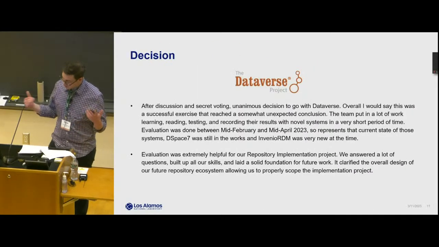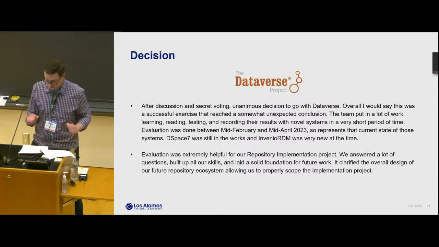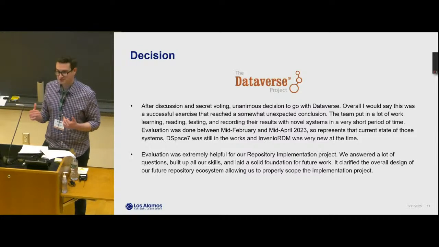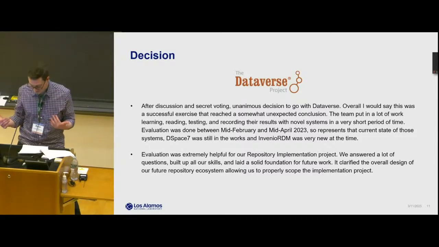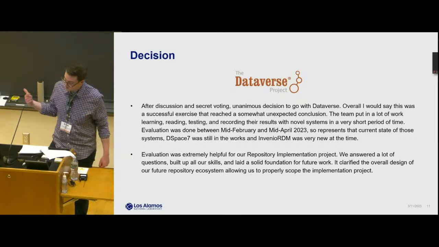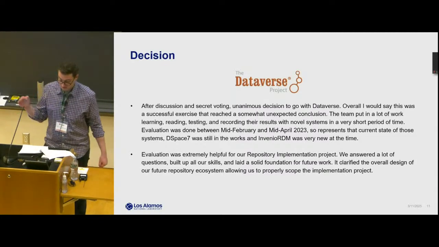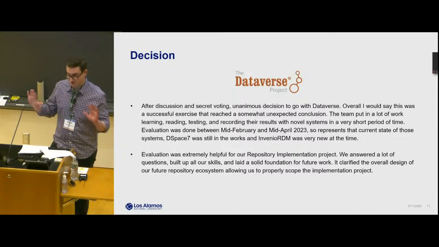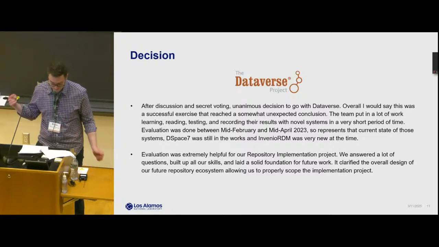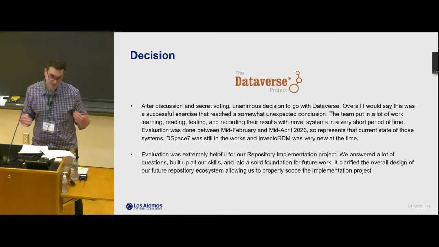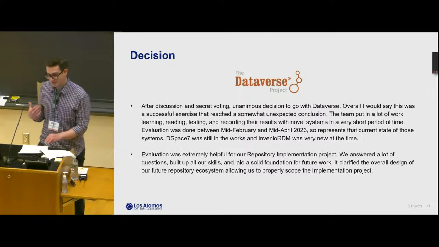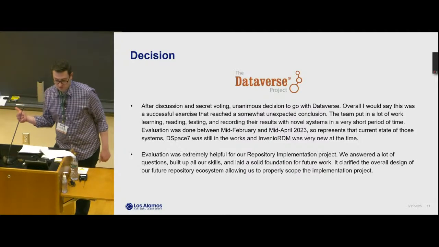So after discussion and secret voting, we unanimously decided to go with Dataverse as our core repository, which was surprising because it's not traditionally thought of as a generalist repository. But given all of the learning, testing, and understanding garnered during our evaluation process, we were confident that we could make it actually work. This evaluation was extremely helpful for the implementation project. We answered a lot of questions, developed skills, built the foundation for our implementation just overall. And more than anything else, it clarified the overall design and needed features of our future repository ecosystem.